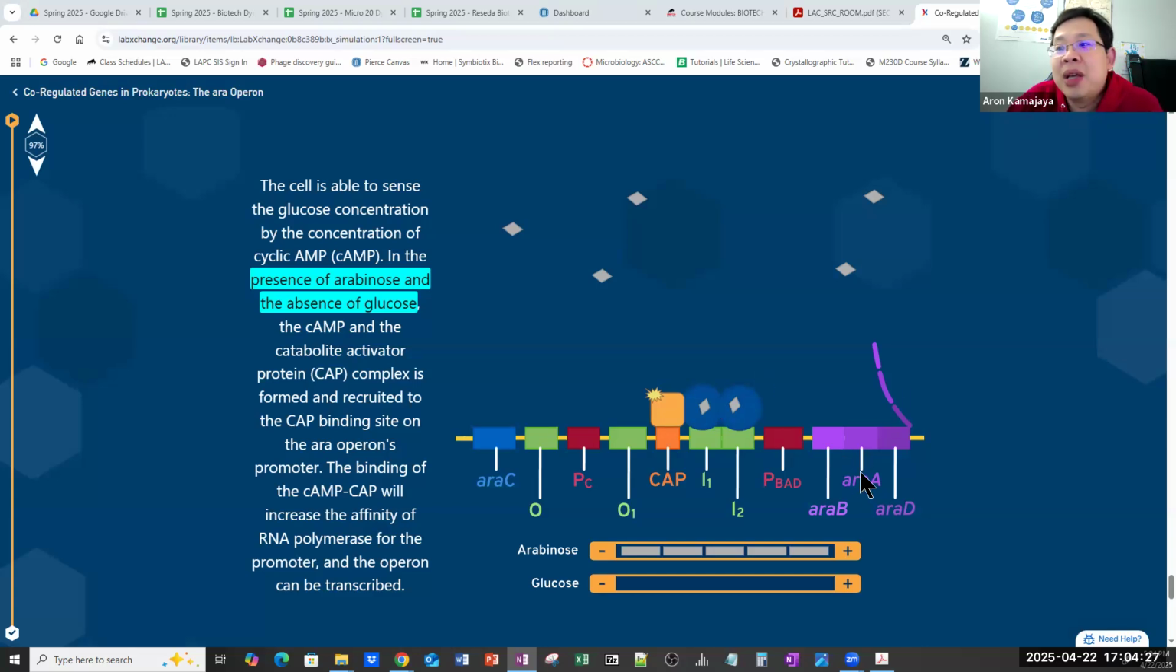Remember, we replaced these three genes, RAB, RAA, RAD, with RFP. So the moment you add arabinose, you get the production of red fluorescent protein. So I think that's the main takeaway of how arabinose, or any sugar or amino acid, can help you to regulate the expression of your protein. There are different kinds of systems that we have, and this is just one example of that.